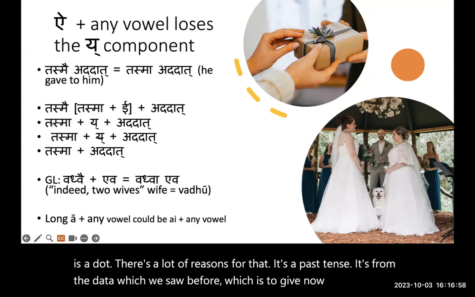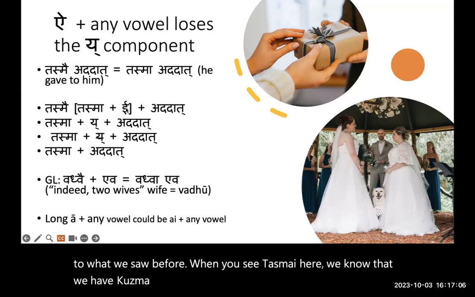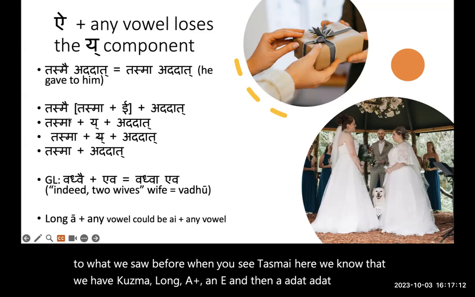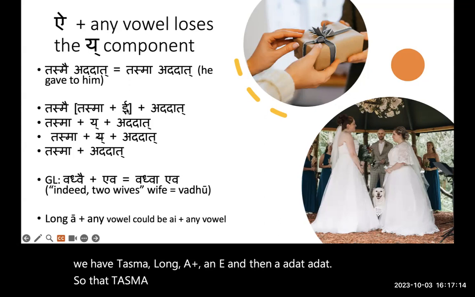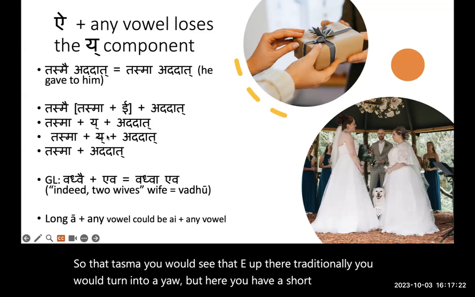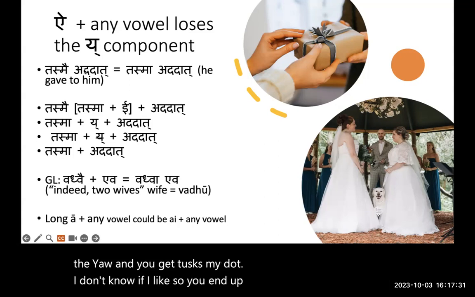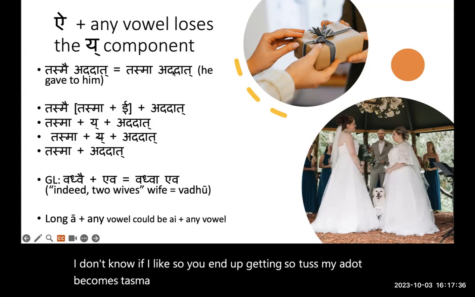Now, this is similar to what we saw before. When you see tasmai here, we know that we have tasma, long A, plus an E, and then adada. So that tasma, you would see that E up there. Traditionally, you would turn into a ya. But here, you have a short That short drops the ya, and you get tasmai dot. Yeah, so tasmai adat becomes tasma adat.